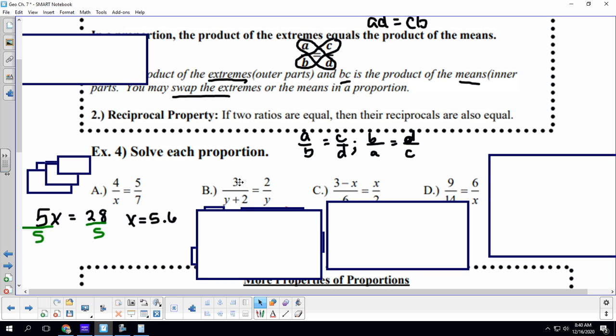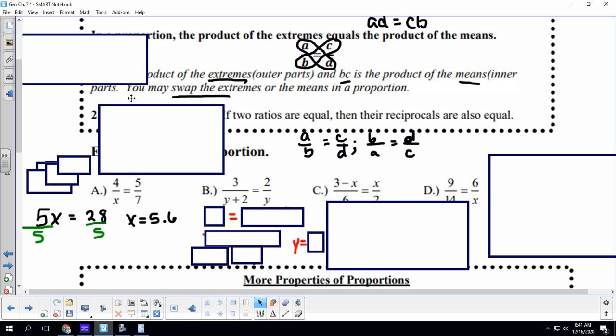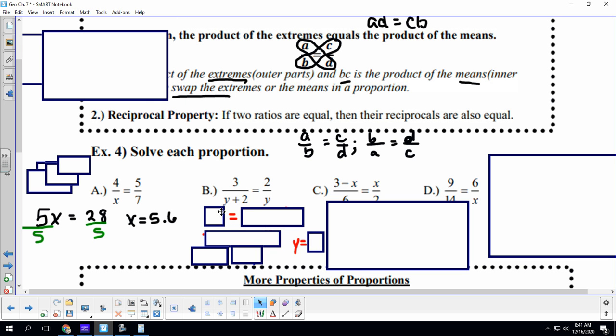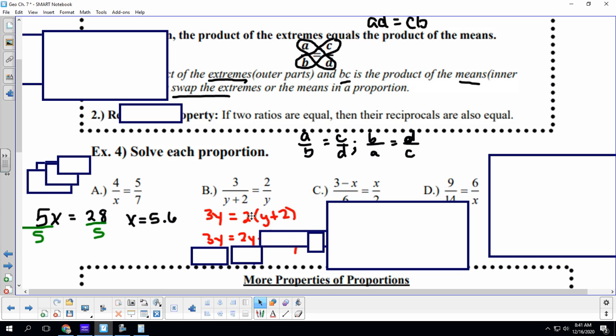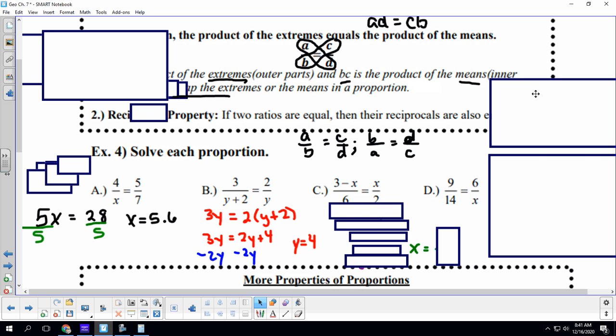Let's look at b. We're going to multiply 3 times y and 2 times y plus 2. We get 3y, and we get 2 times y is 2y. 2 times 2 is 4. Subtract 2y from both sides. And we get y equals 4. Okay, now we're getting it.